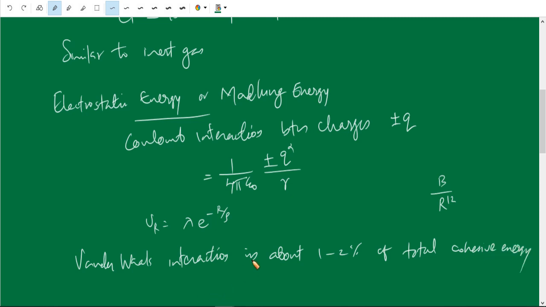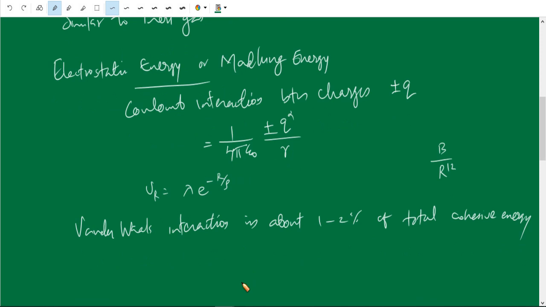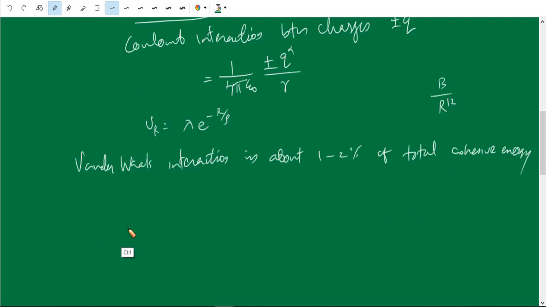So it is insignificant. The main contribution to the binding energy is actually the electrostatic energy, and this is called Madelung energy. So the main contribution to the binding energy in ionic crystals is the Madelung energy, or the electrostatic energy. That is what we are going to find out now.